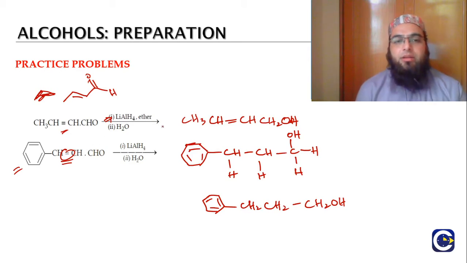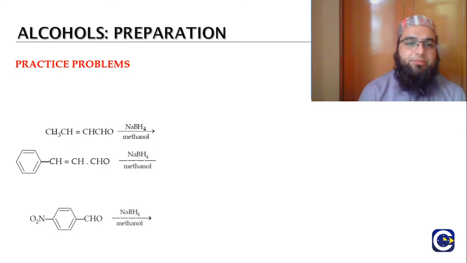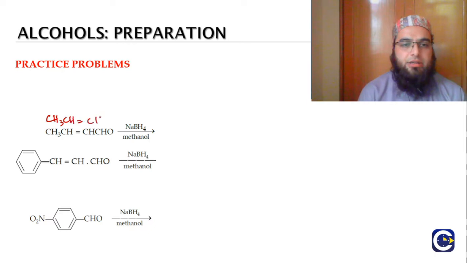Okay, now let's look at a few more examples. We have an aldehyde here, and we have sodium borohydride and methanol. Using methanol eases the reaction. Again, this is capable of reducing this CHO bond. We can also write this as CH3 CH double bond CH, C double bond OH. You can also write this.